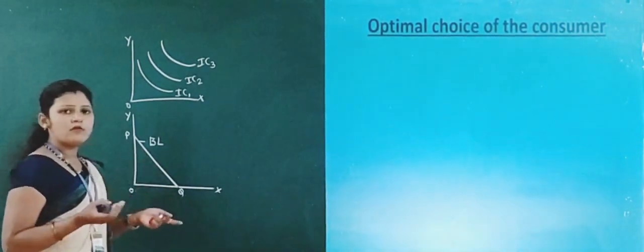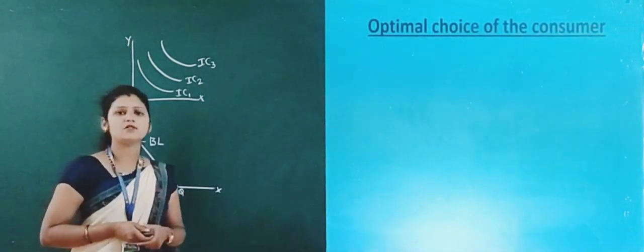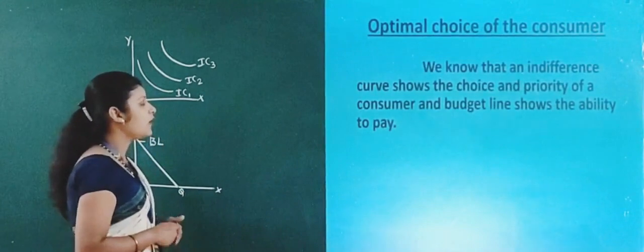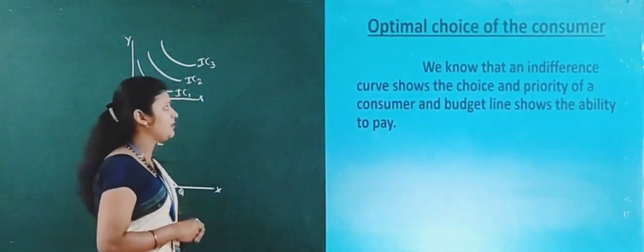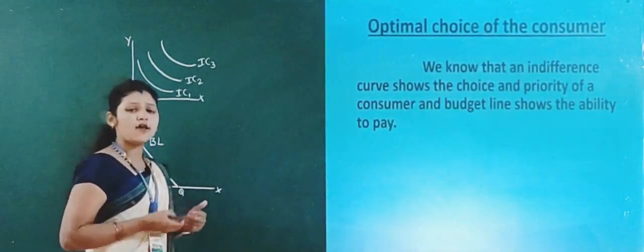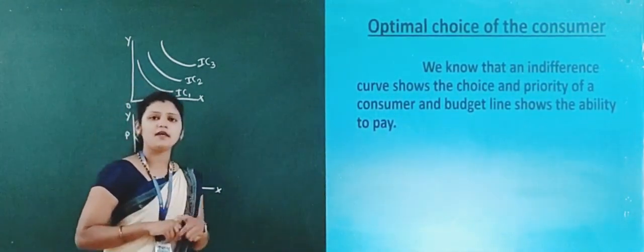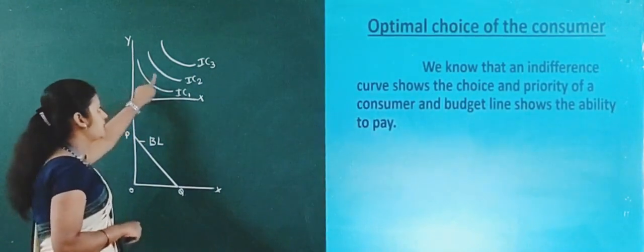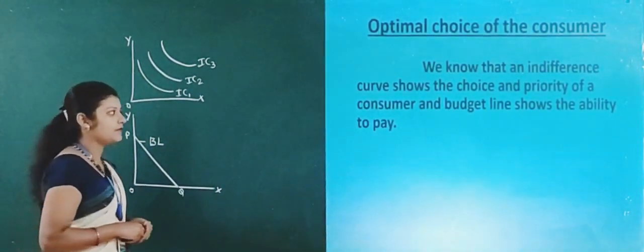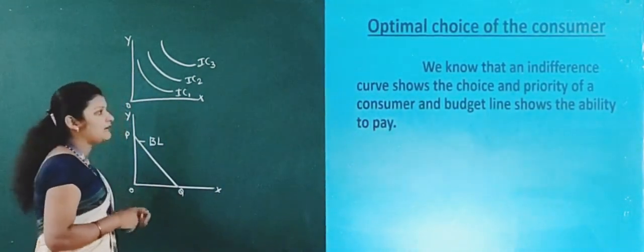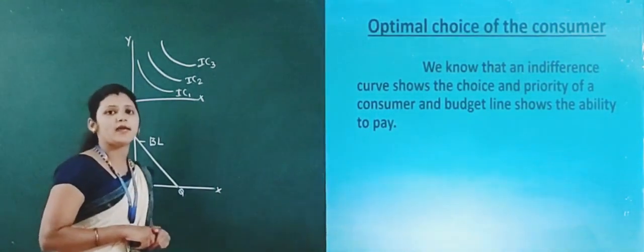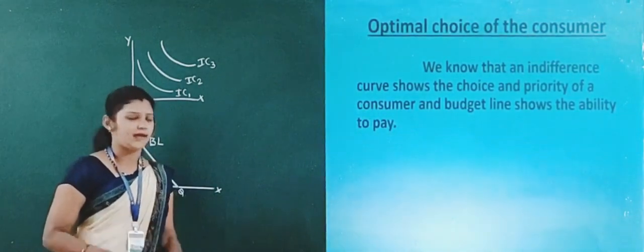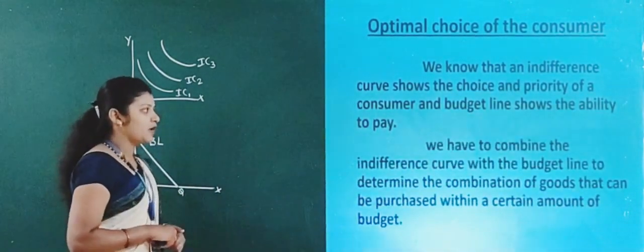Okay, now let's talk about the optimal choice of the consumer, right? See here, we know that an indifference curve shows the choice and priority of a consumer. The indifference curve will show us the choices and priorities of the consumer, and the budget line will show us the ability to pay.